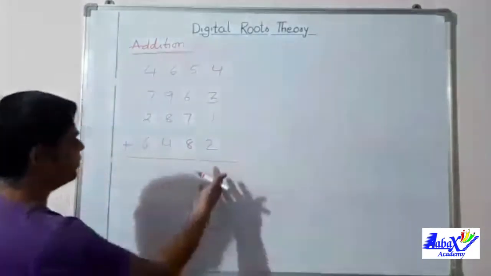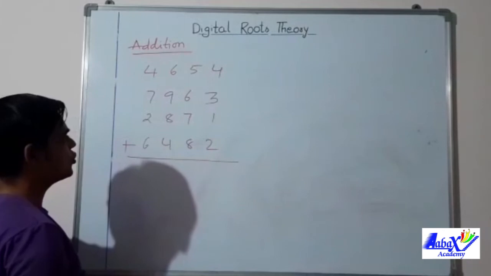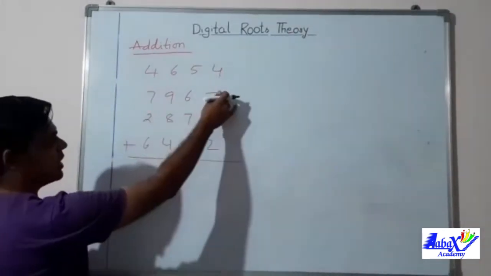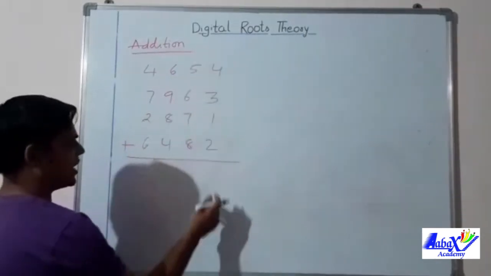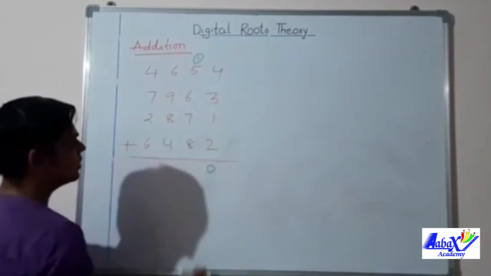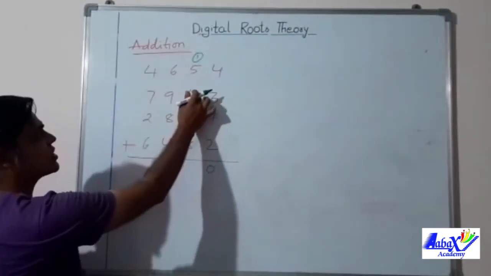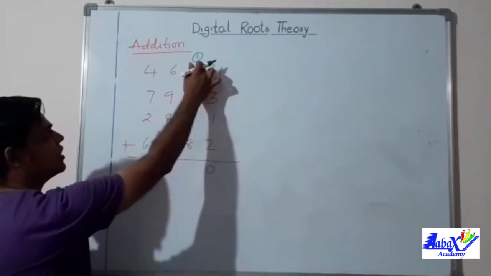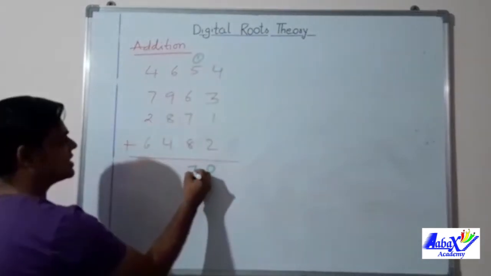Let us add now this sum. 2 plus 1 makes 3. 3 plus 3 makes 6. 6 plus 4 makes 10. So we write 0, 1 as carryover. 8, 7, 15, 15, 6, 21, 5, 26 plus 1, 27.